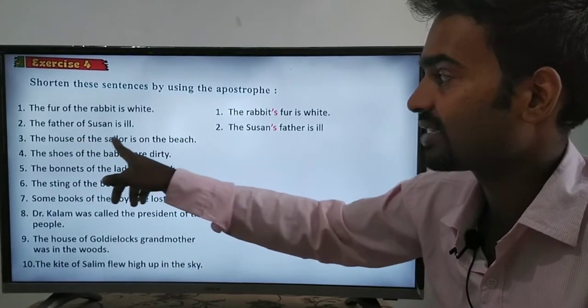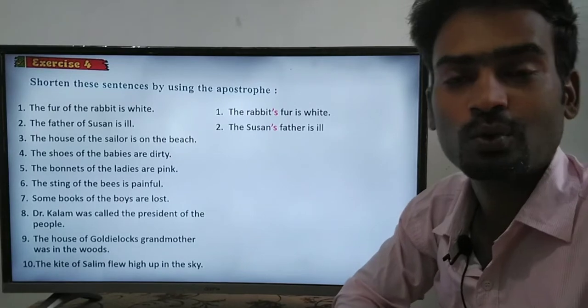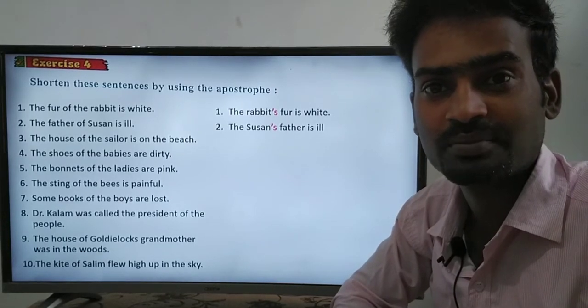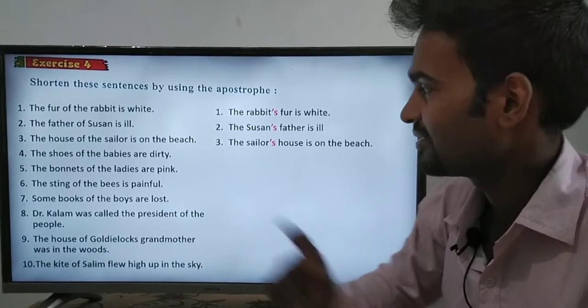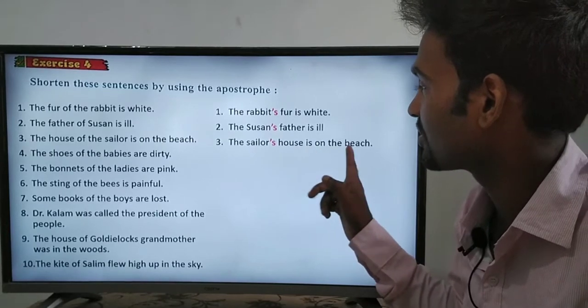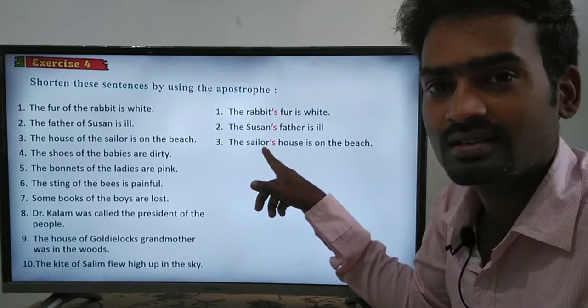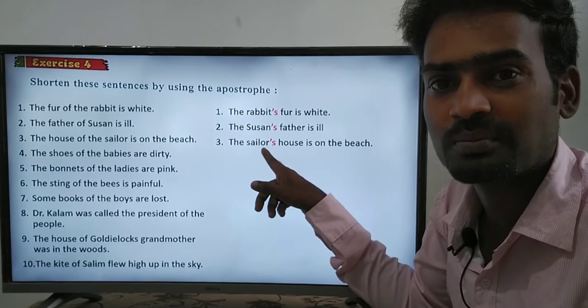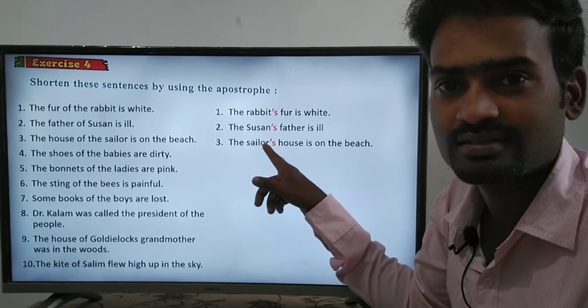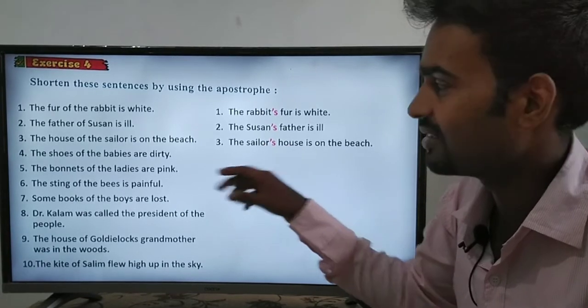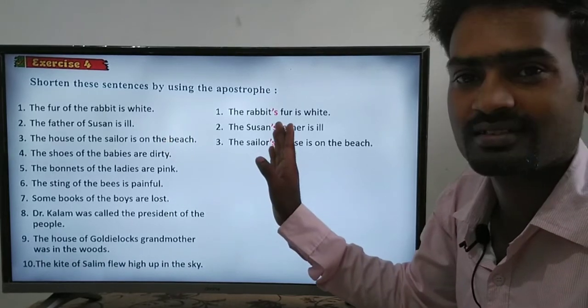The house of the sailor is on the beach. Whose house is on the beach? Ask the question. The sailor's house is on the beach. See here, singular. We have to use apostrophe and then s to make it a possession form. And the sentence also becomes short, right?